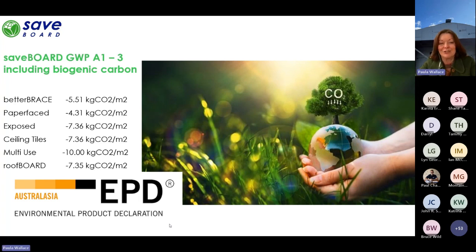Paper face, which is an internal lining, minus 4.31. Exposed is also an internal lining, minus 7.36. Ceiling tiles, which are made from exposed, the same, minus 7.36. Multi-use, which is a hoarding or industrial wall lining product, love this one, minus 10 kilos of CO2 per metre square. And then our roof board, a roofing substrate, minus 7.35 kilos of carbon or CO2 per metre square.